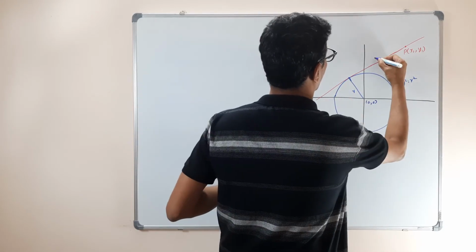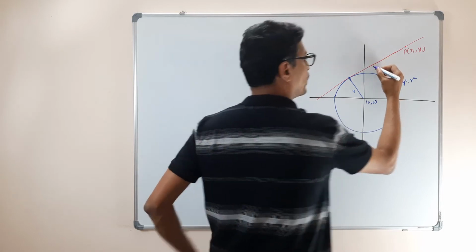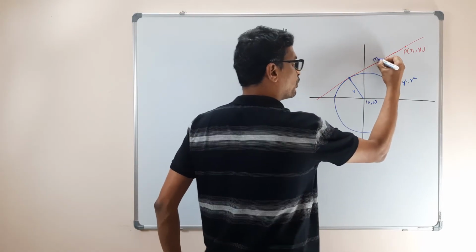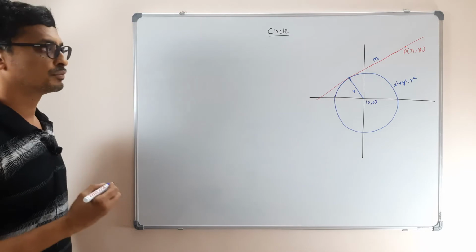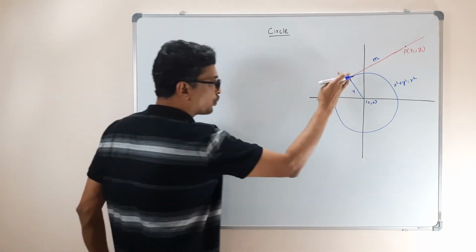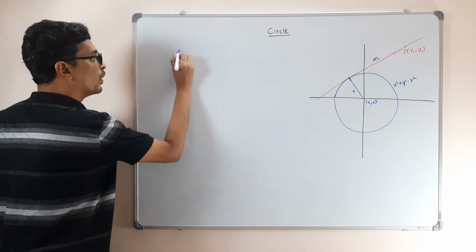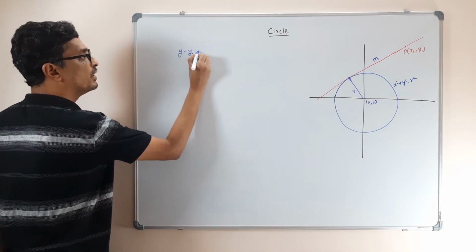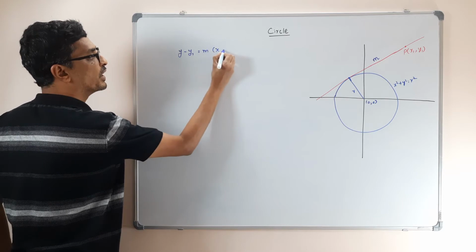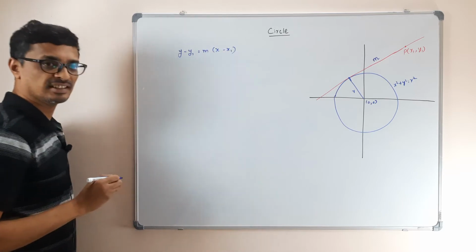Let the slope of this line be m. We will write it out. If I give you the slope of this line, then you can find the equation of the straight line: y minus y1 equals m into x minus x1. Correct? This is our slope.